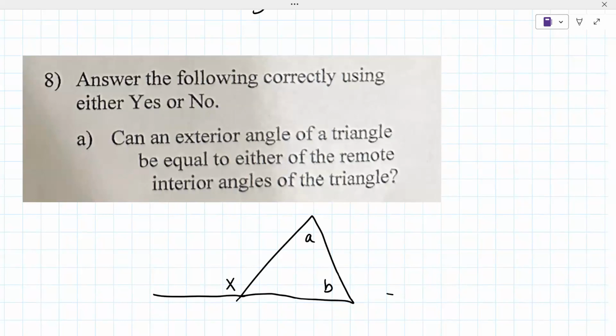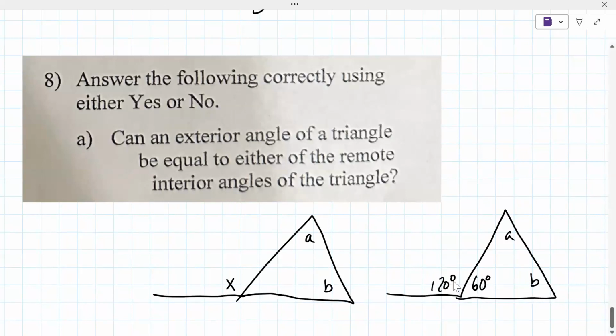And we did one just like this earlier where X was 120, which meant that this was 60. So what would that mean for A plus B? 120. So is that possible? Can A or B be 120 by itself or added up? No, they have to both be less than. So this is a no.